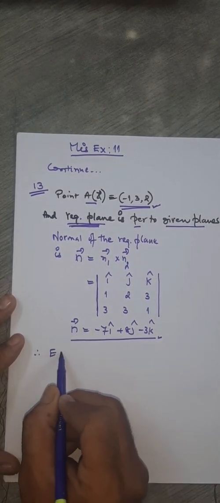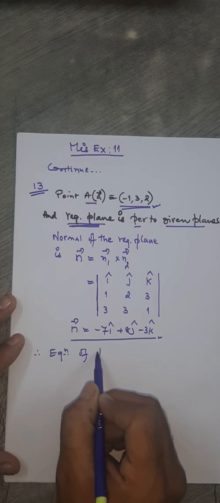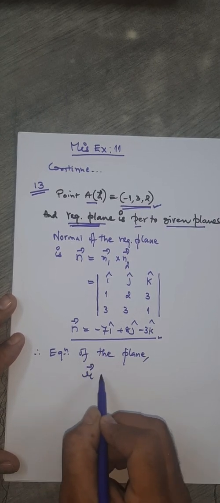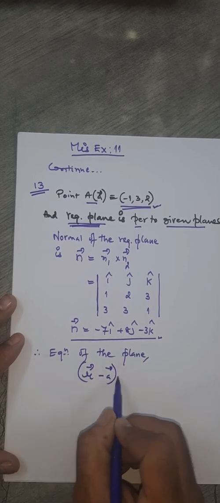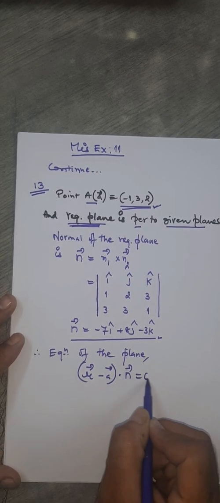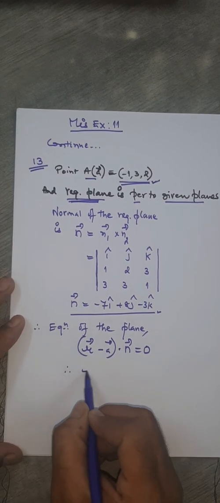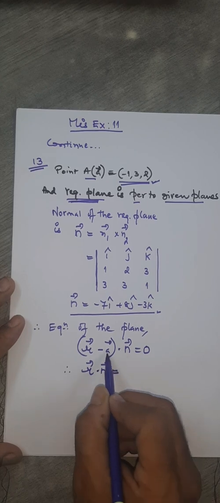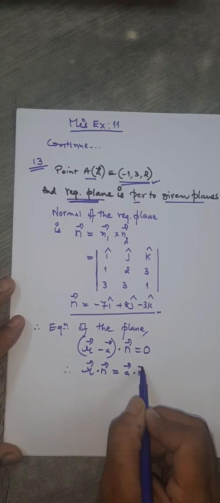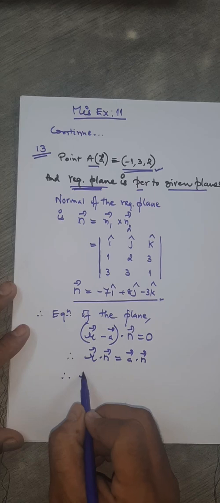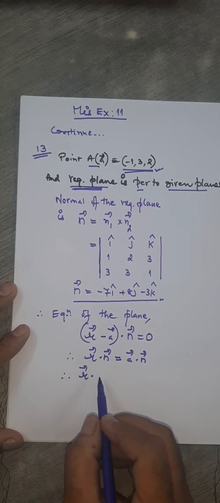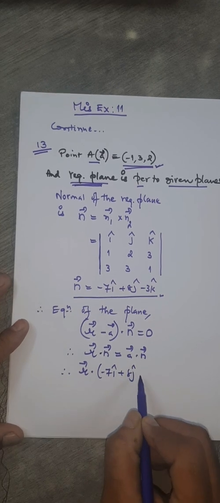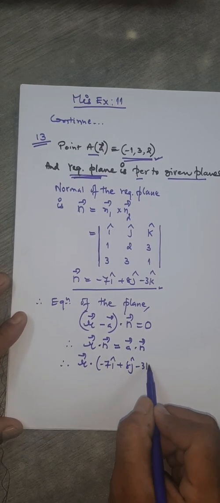Therefore the equation of the plane is vector r minus vector a, dot normal, equals 0. You know very well. So if I just rewrite, vector r dot vector n equals vector a dot vector n. So vector r is as it is here. What is the normal to this plane? It is minus 7i cap plus 8j cap minus 3k cap.